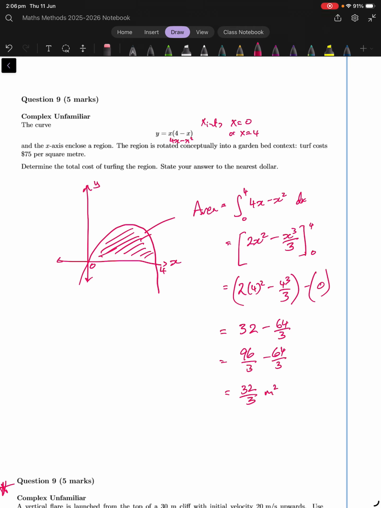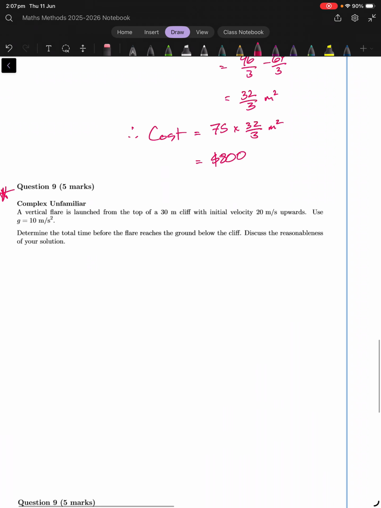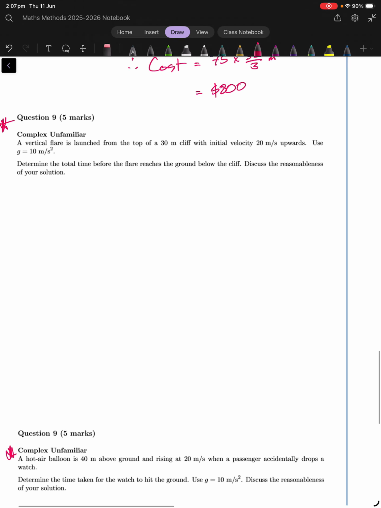So that's going to be square meters, therefore the cost is 75 times 32 over 3. And if you go 3 into 75, that's 25. 4 25s make 100, and there are 8 lots, 4 and 32, so it's going to be 800. You could do the maths on the side or however you like. And the cost is going to be 800. So it's not too bad. There's a couple there for you to try. Hopefully you can figure them out. Maybe I'll just do one more of these ones.